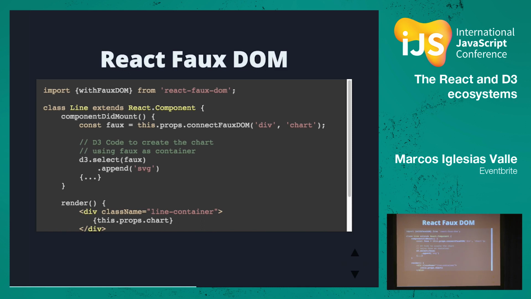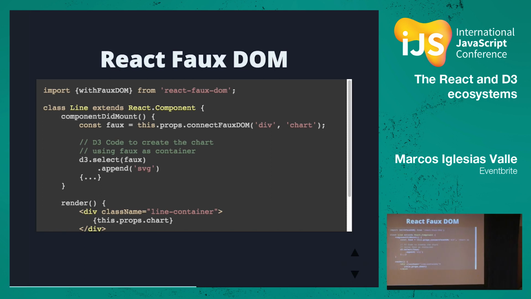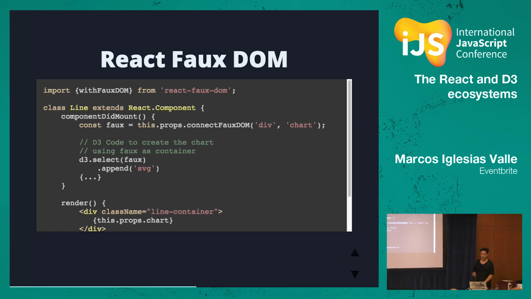And here we do our D3 code, similar to what we have in D3 within React. And then what we do is we render this props chart. So chart, remember, we're setting it here, and this is what it is. It's pretty similar to the previous one, but it's using React for rendering.